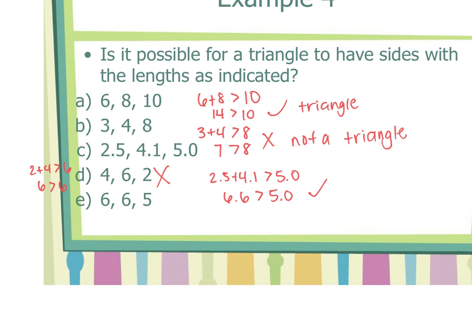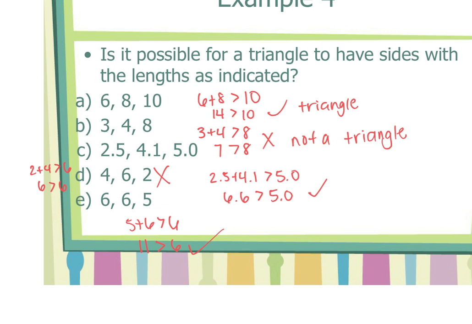What are my two smallest sides? 5 and either of the 6s. So 5 plus 6 needs to be bigger than 6. Do we have a triangle here? 11 is bigger than 6. Check marked. So if it's equal, it's not a triangle. If it's bigger, it's a triangle.